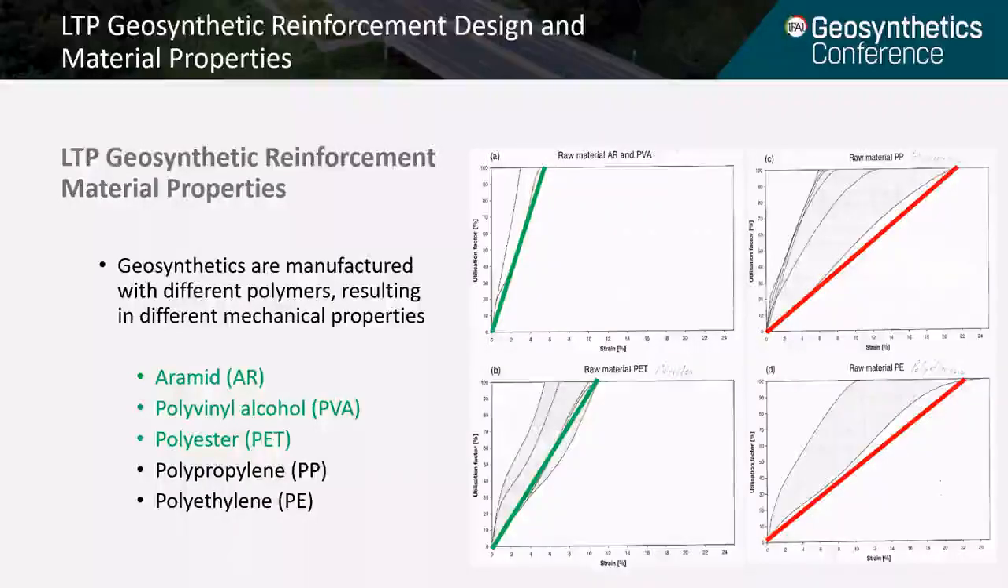Here, we see that materials like aramid, polyvinyl alcohol, and polyester have much higher modulus than the others like polypropylene and polyethylene. Notice the steeper lines in green color versus the red ones, which represent higher modulus for the green lines, much lower modulus for the red lines. Therefore, materials like aramid, polyvinyl alcohol, and polyester are suitable for this reinforcement application, while the others are not.